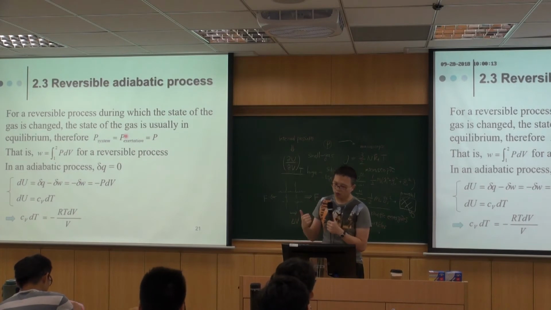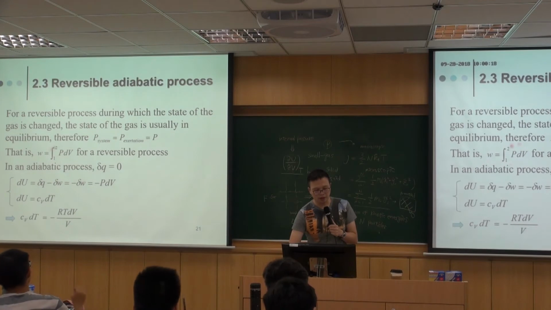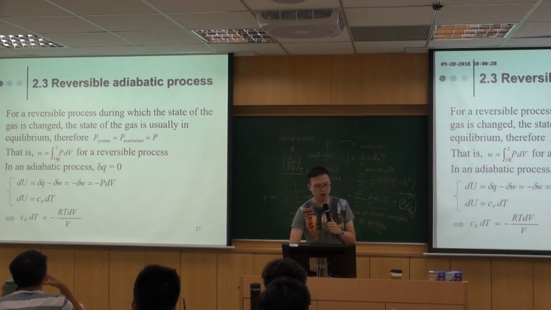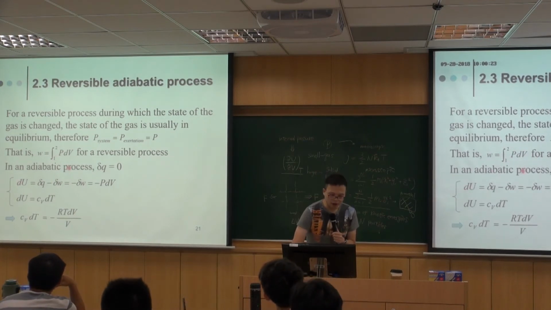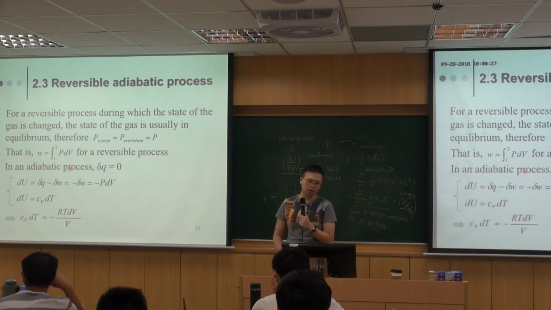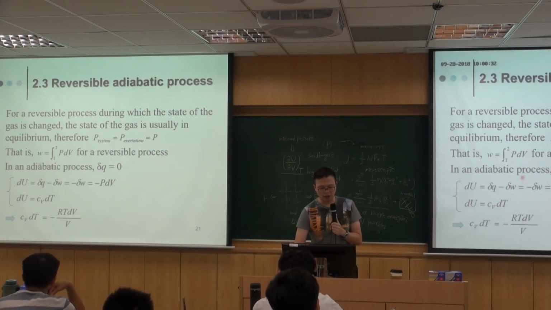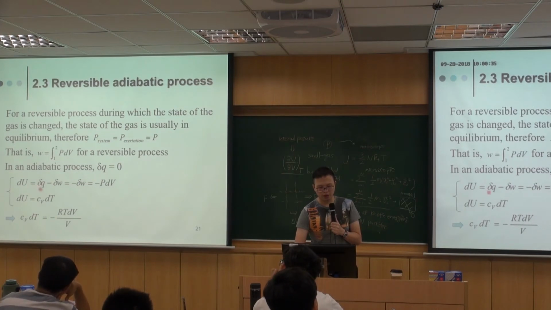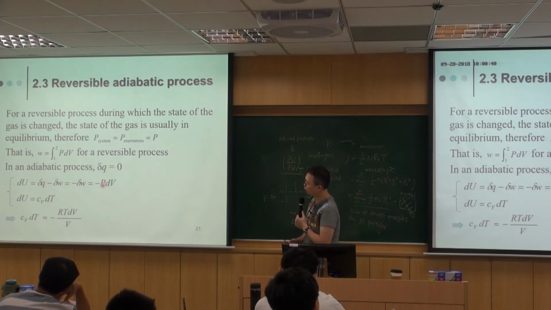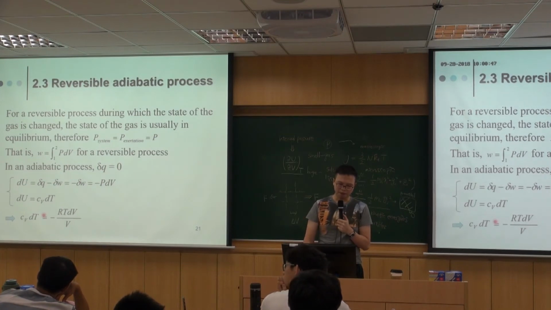So therefore, the work done by the system can be calculated by this integration. It's the PDV work. And from the definition of adiabatic process, we know that delta Q is 0. So we can rewrite the first law as this, and there's no change of heat. Therefore, it's just minus PDV for the change of internal energy. And in the end, we will have something like this. We'll come back to this later. Okay.